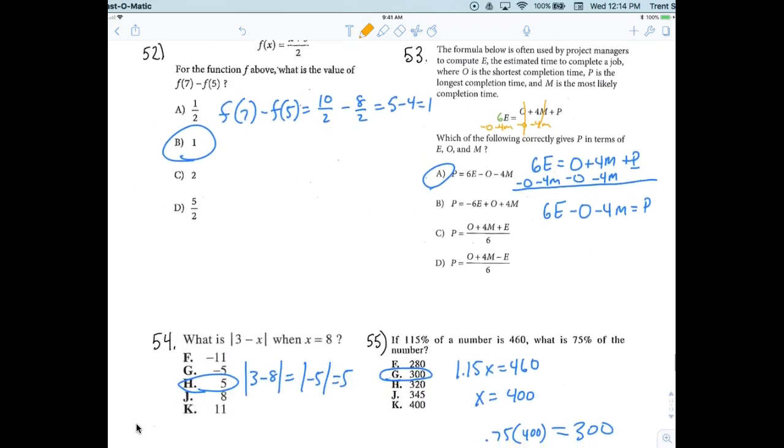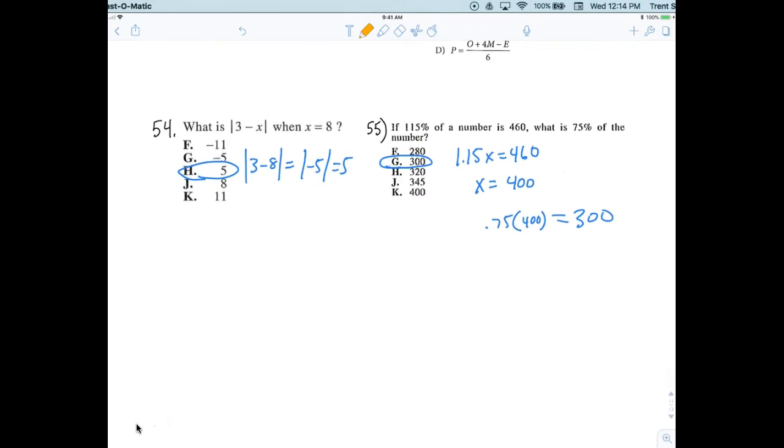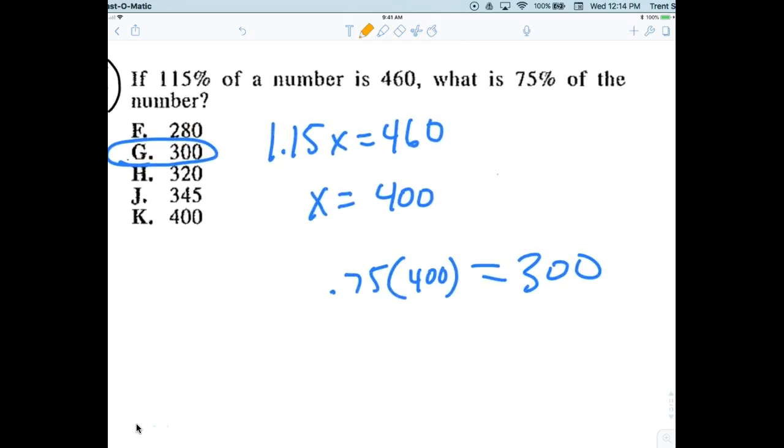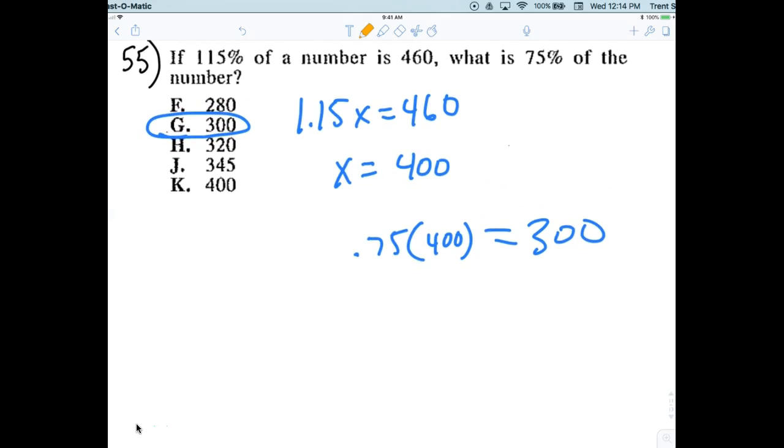All right, let's do some more. Oh, 54 was kind of easy, right? Plug 8 in. Any problem there, girls? Boys? Now, 55 was a nice little problem. All right, another percent problem just to make sure.